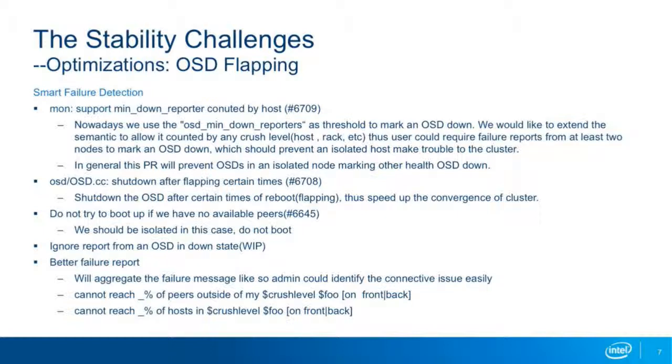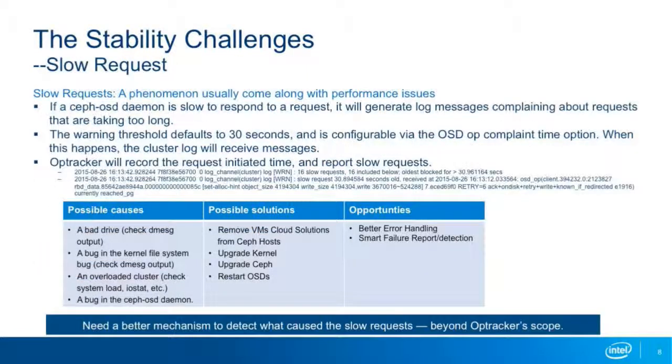The second thing we try is to convert the OSD stability time, so we will shut down the flapping after certain times. Second thing is we don't try to boot if we have no available peers. And this is pretty much the optimizations on the OSD flapping. So let's take a look at the slow request.